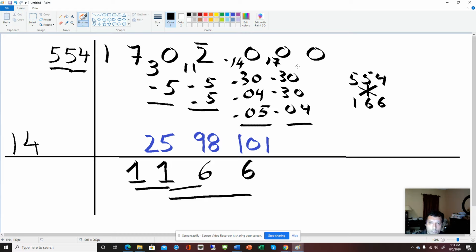My adjusted dividend turns out to be, let's get rid of this. My adjusted dividend turns out to be 170 minus this whole thing makes 60, 30, and 30. So I have, let's count it this way, 170, 140, 110, 110 minus 4 is 106. So my adjusted dividend figure is 106.